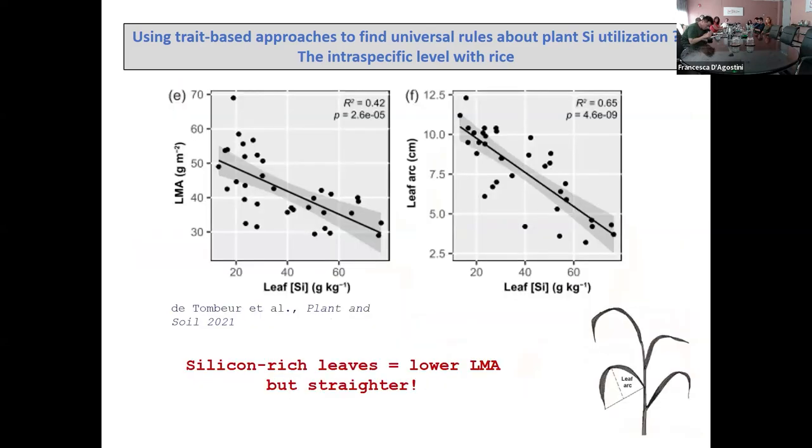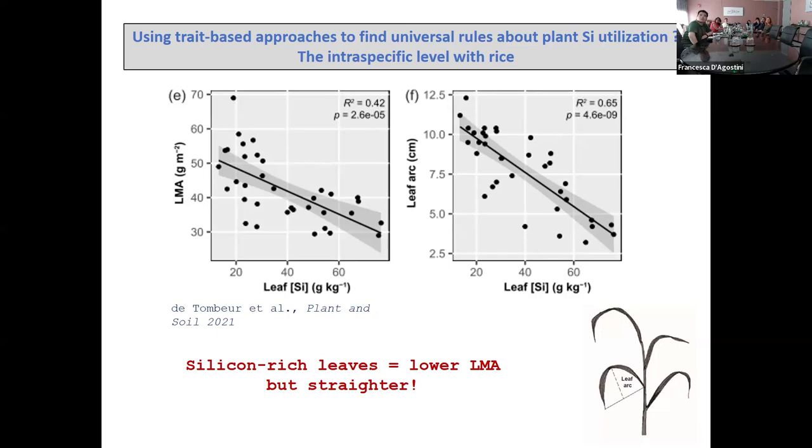And during my postdoc, we actually found the same. We found this negative relation between leaf silicon and leaf mass per area, which also tends to suggest that yes, you have this kind of trade-off between morphological leaf traits and silicification to achieve similar goals. This is different, but it's also quite cool. I wanted to show that.